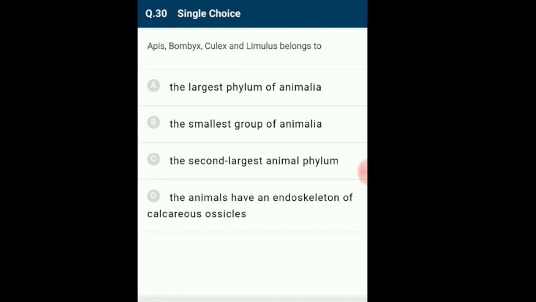Question number 30. Bombyx, Culex and Limulus belong to. An arthropod is an invertebrate animal that has an exoskeleton, a segmented body and jointed appendages. The following families of organisms are all examples of arthropods: insects such as ants, dragonflies and bees, arachnids such as spiders and scorpions, myriapods, a term which means many feet, such as centipedes and millipedes, crustaceans such as crabs, lobsters and shrimp. So the answer is option A, the largest phylum of Animalia.